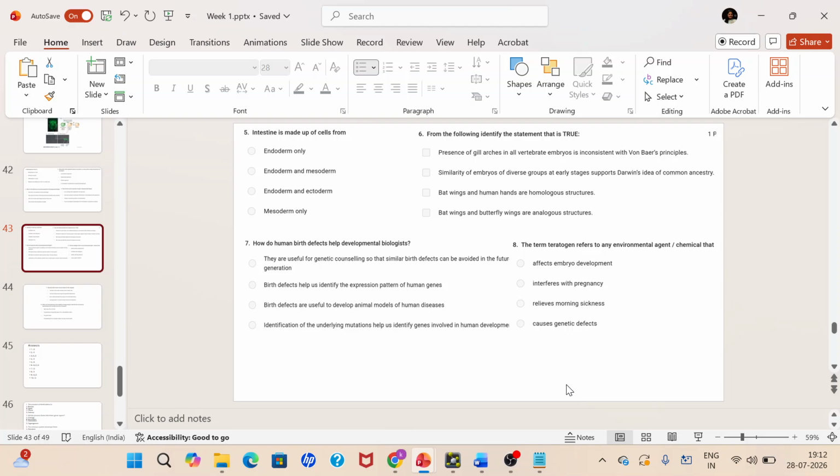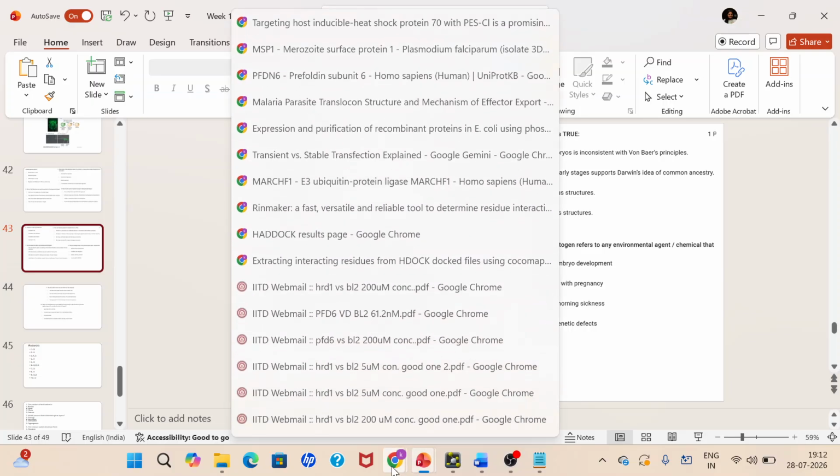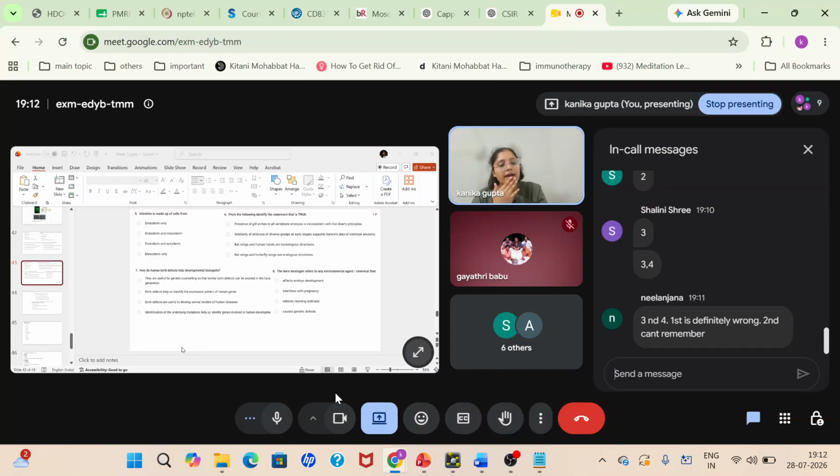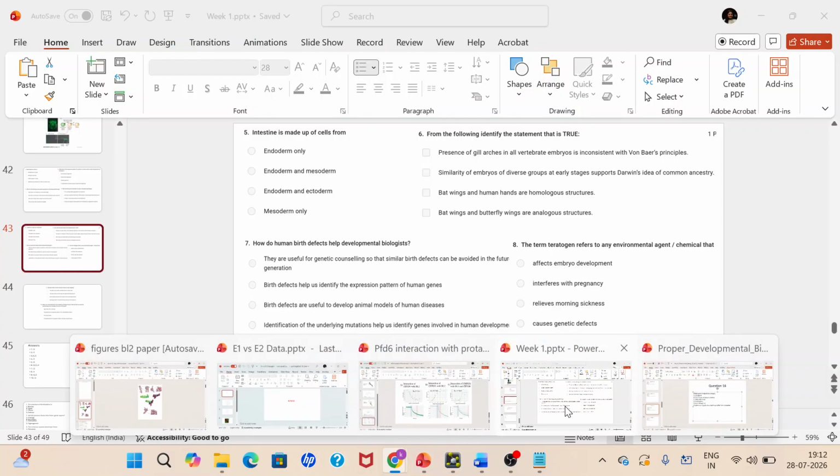So this is a right statement. Next is bat wings and human hands are homologous structures. It is right. Bat wings and butterfly wings are analogous structures. So obviously again these are statements number 2nd, 3rd and 4th. All the 3 statements are right. Okay? Did you get that? I hope everyone understood. Next question.